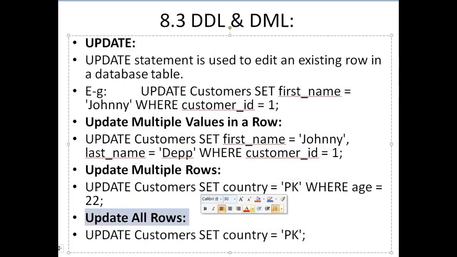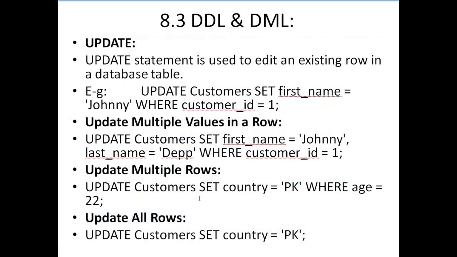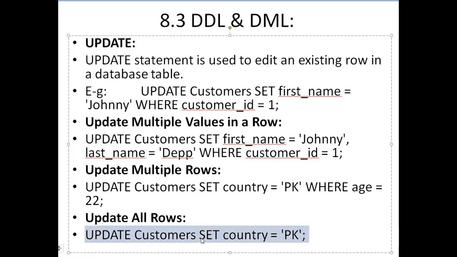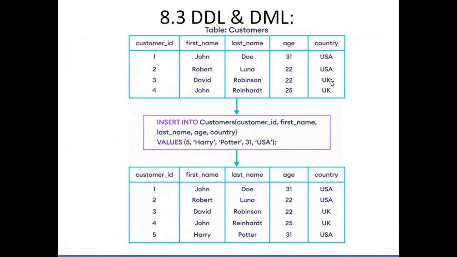Update all rows. If you want to update all rows together, you can do that by writing a query like this: update customers, set country equals to PK. So in this customers table, in the country field, all the rows or tuples would be updated to PK. Over here, every column would show PK.